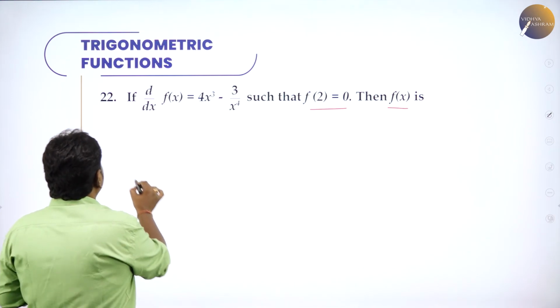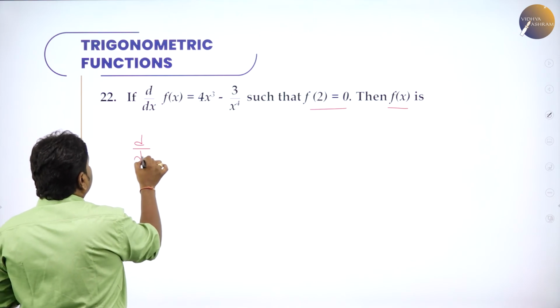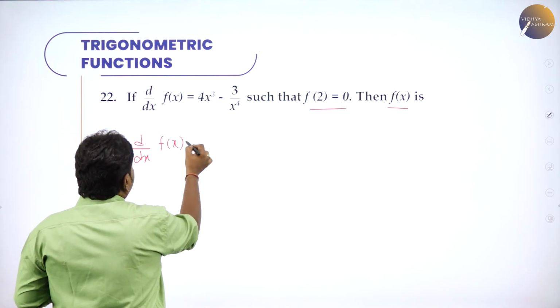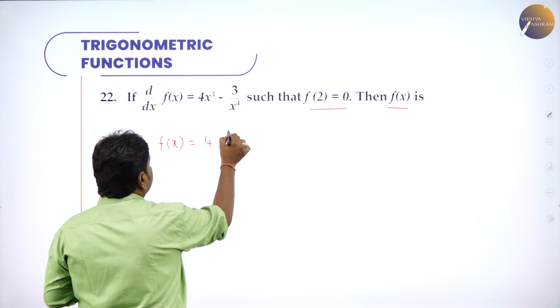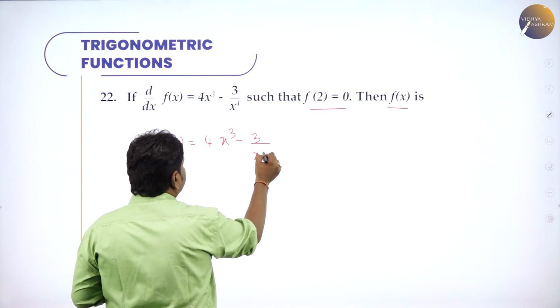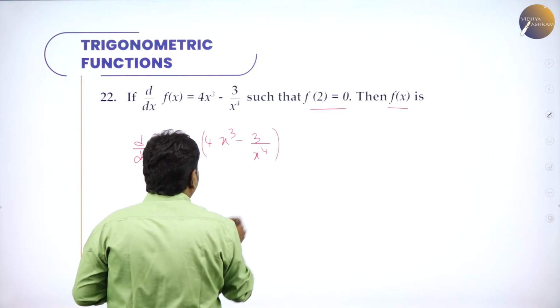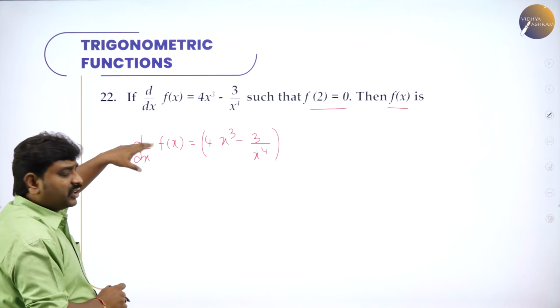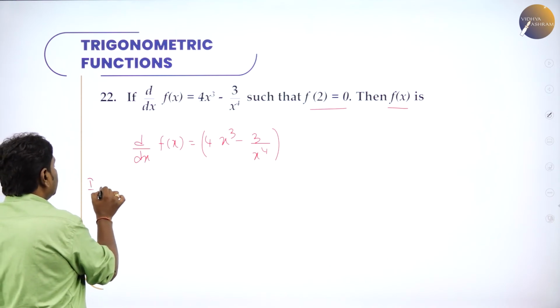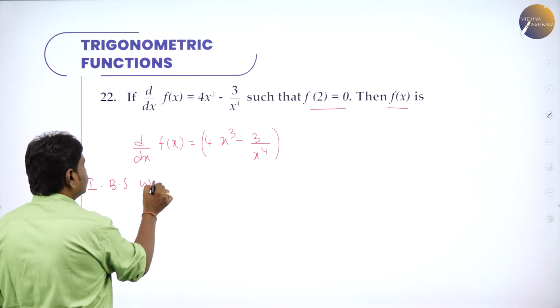So now d by dx is given. What is given? d by dx of the function is 4x cube minus 3x power 4. I'll put brackets for this. If I want to remove d by dx, integrate both sides. Integrate both sides with respect to x.